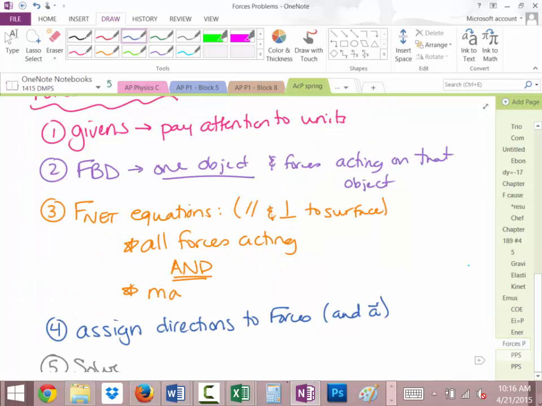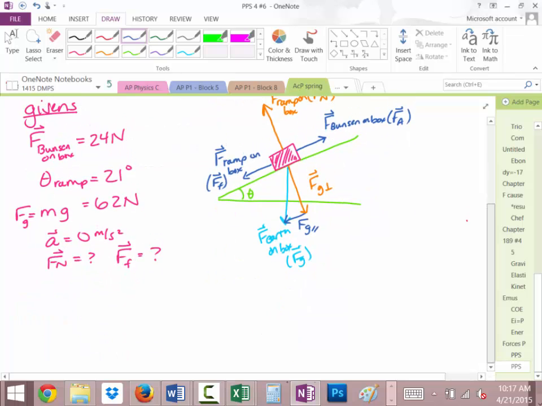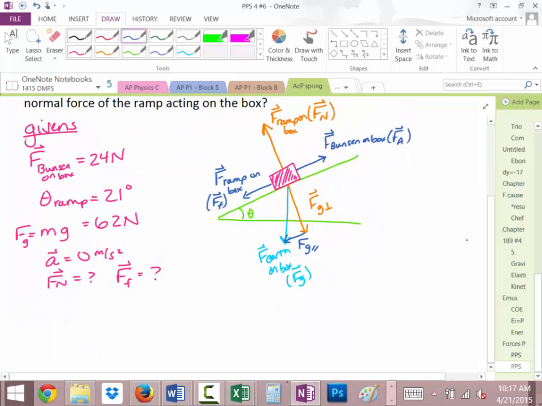Okay. All right. We drew a free body diagram. Good for us. Step 3 is F-net equations, parallel and perpendicular to the surface. All the forces acting, and it's equal to MA. Here we go. Parallel, perpendicular first. Which one are you going to do first? Why? But why isn't a choice. Perpendicular first. Yeah. F-net, because I already have it written down.